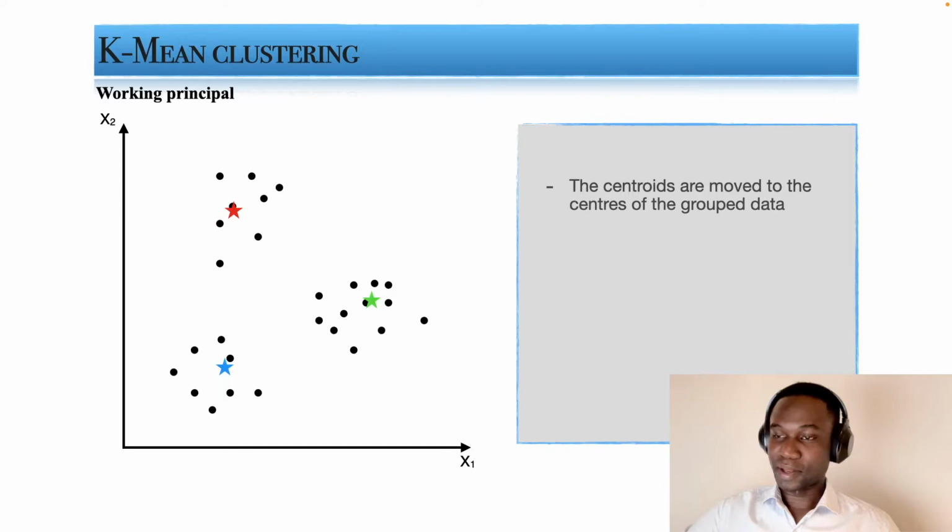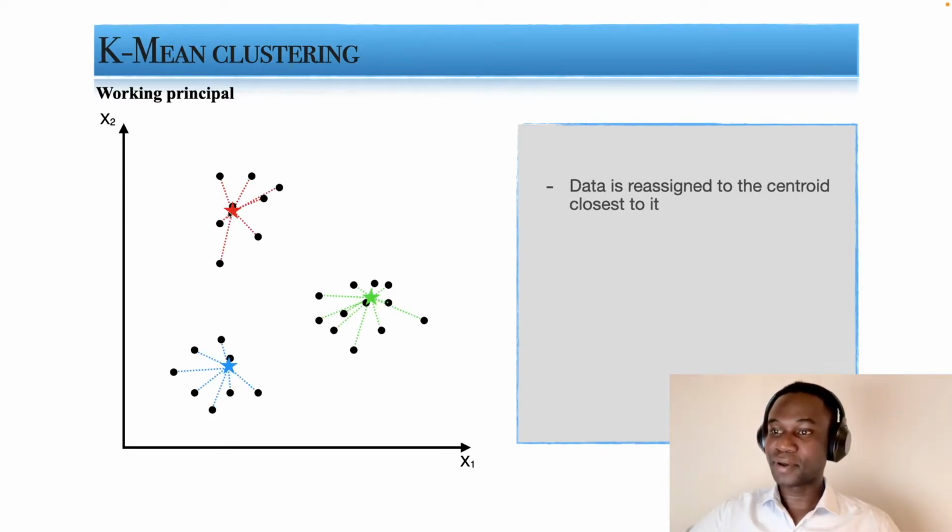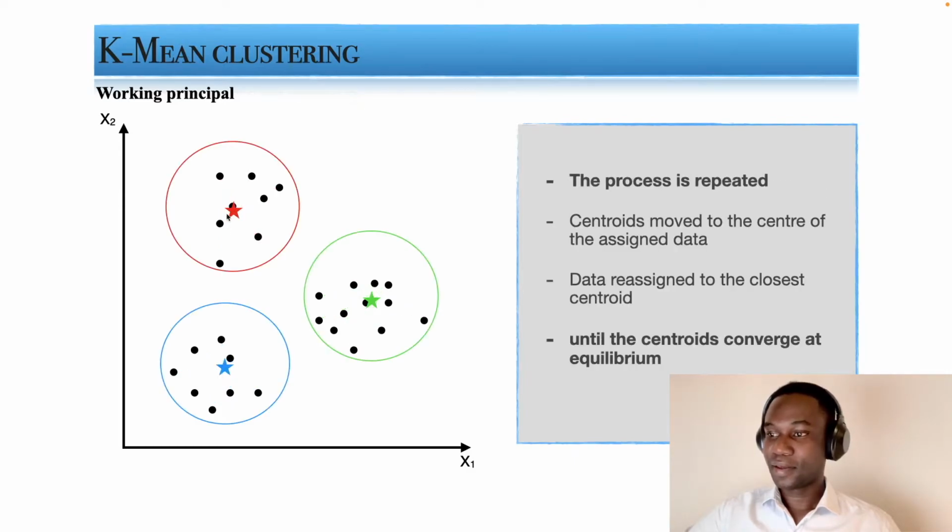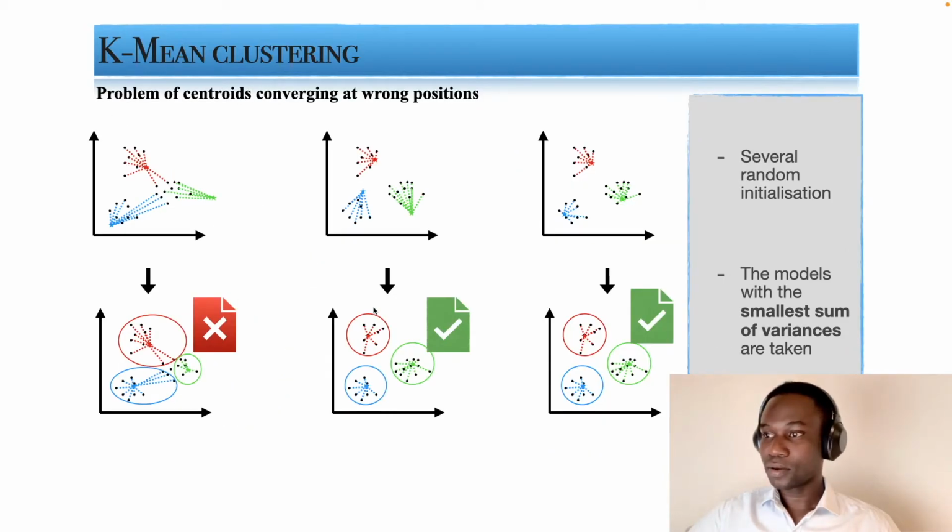Then we repeat the same process. We reassign each data point to the centroid that is closest to it, and we repeat the same process until the system reaches equilibrium. That's when it converges, and these centroids are no longer moving from one place to another. Okay, so one may say, what if we get a wrong equilibrium? What if our centroids converge at a wrong place?